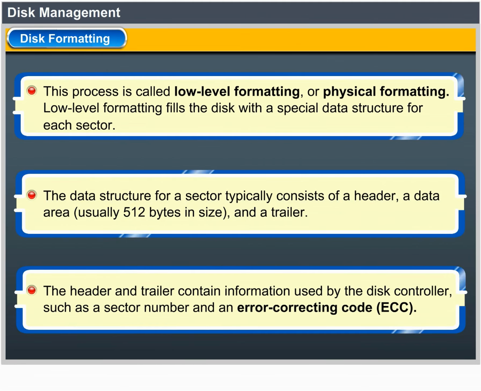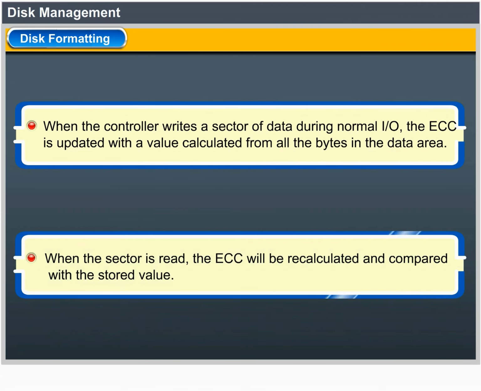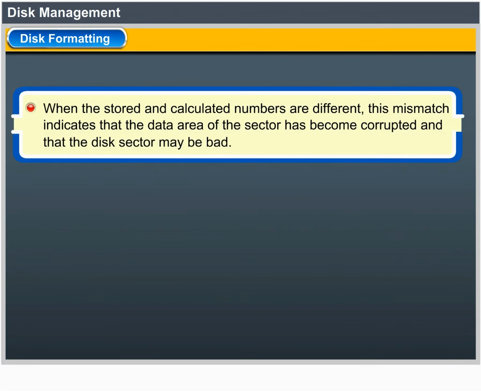The header and trailer contain information used by the disk controller, such as a sector number and an error-correcting code, ECC. When the controller writes a sector of data during normal input-output, the ECC is updated with a value calculated from all the bytes in the data area. When the sector is read, the ECC is recalculated and compared with the stored value. If the stored and calculated numbers are different, this mismatch indicates that the data area of the sector has become corrupted and that the disk sector may be bad.